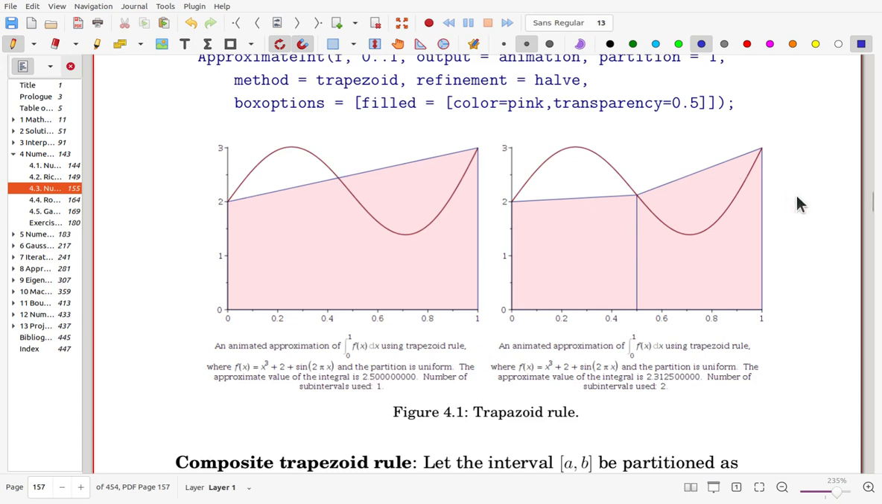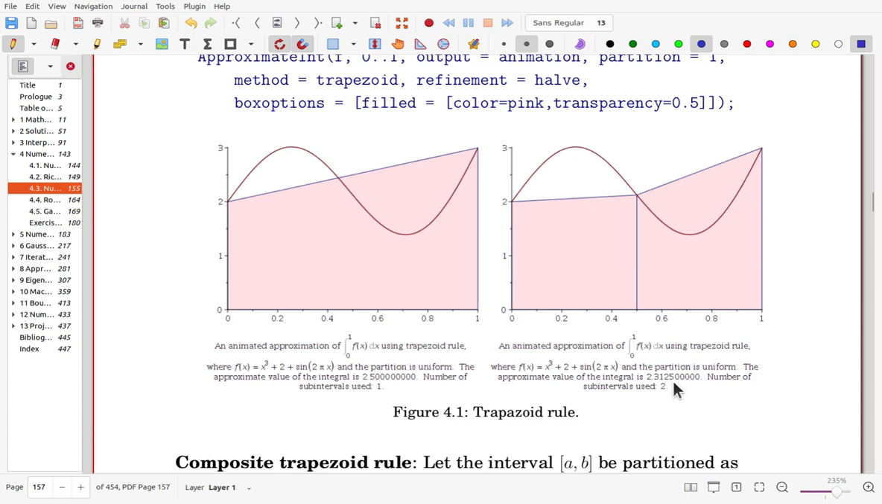And once we try to use two subintervals, so that there's x0 and x1, and we make one trapezoid here, and again from here to there we make another trapezoid, and the areas are summed, then the integral is 2.3125.